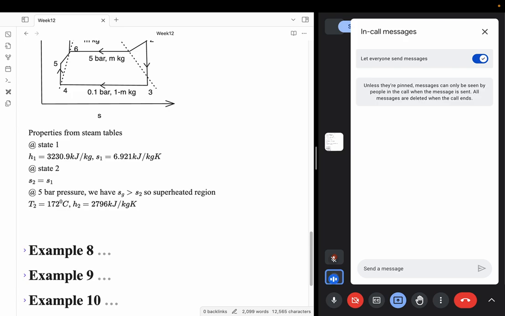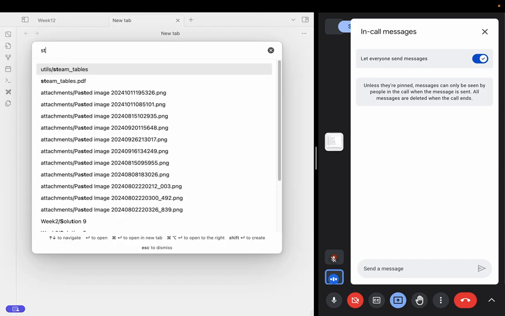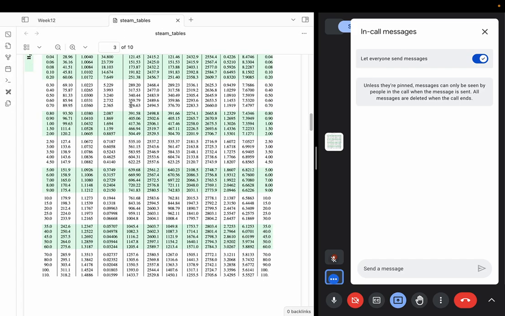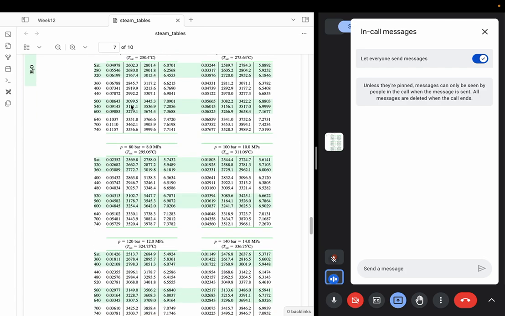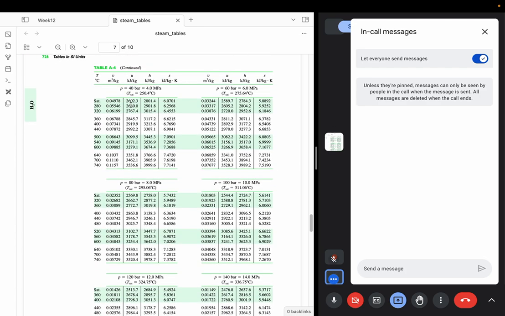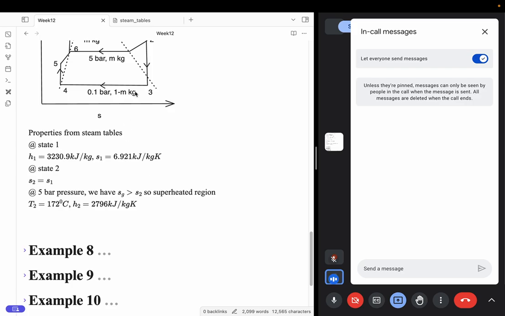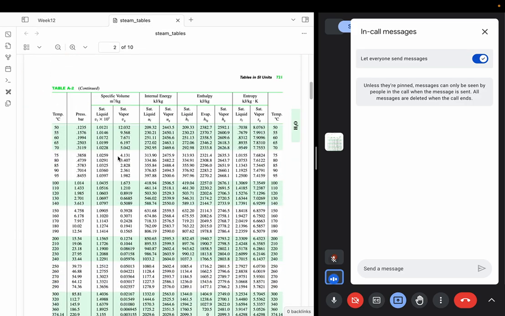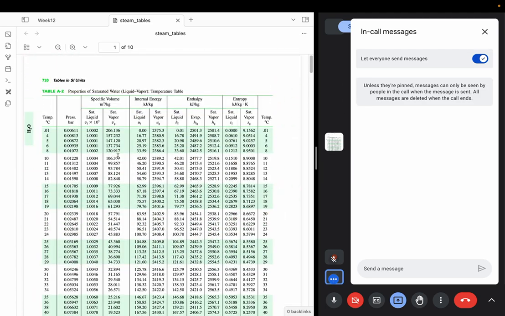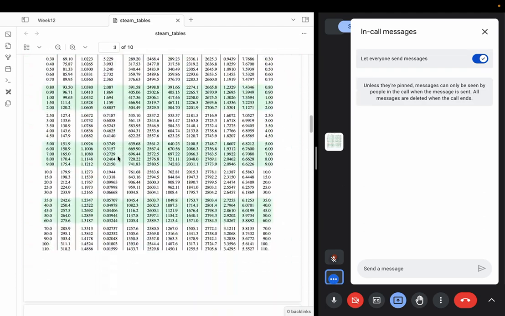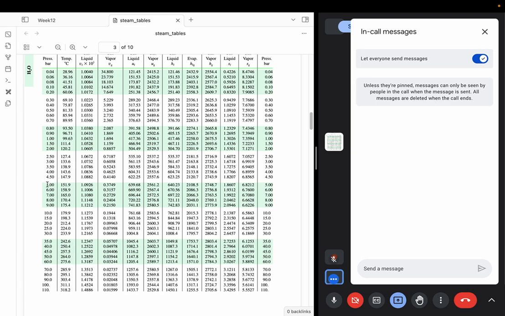So how did I get this temperature? I know the pressure, I know the entropy. So all you have to do is, let's say you have opened the steam tables, you go into the superheated steam tables. The entropy value that I have is 6.921 at 5 bar pressure. If you look up the 5 bar pressure, so this is the 5 bar pressure case.